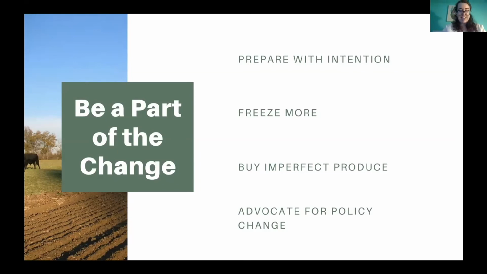And finally, advocate for policy and collective change. Ultimately, individuals can only do so much. We must focus on increasing our collective action of seeing each other as part of a community rather than individual parts to change food systems and help every member of our community.